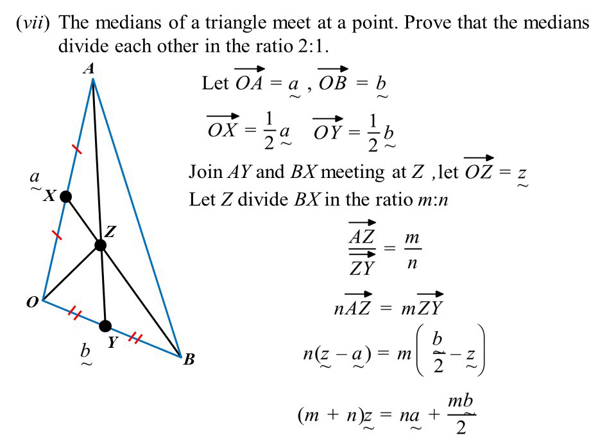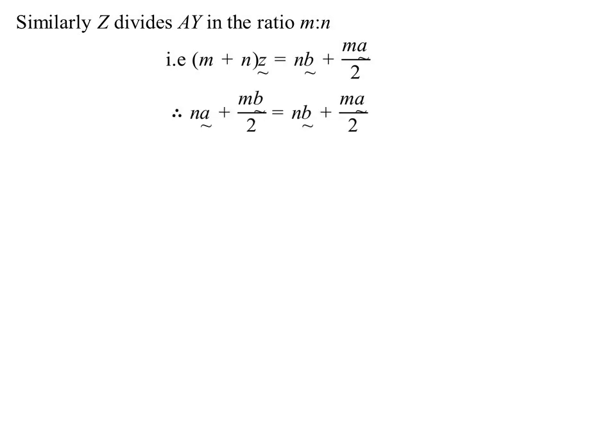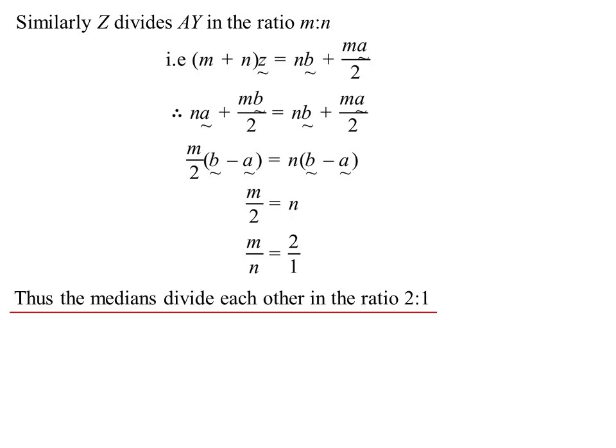Let's keep playing with that. Similarly, Z will also divide AY in the ratio M to N. It's going to be the same ratio, we just want to know what the ratio is. So m plus nz is equal to nb plus ma on 2. Playing around with that one, and we end up with that expression there, but that comes back to, there it is, that's what we got in the last one. So substituting in, we get m over 2 is equal to n, so there's our ratio. m over n is 2 over 1. So okay, so we know our medians divide each other in the ratio 2 to 1.